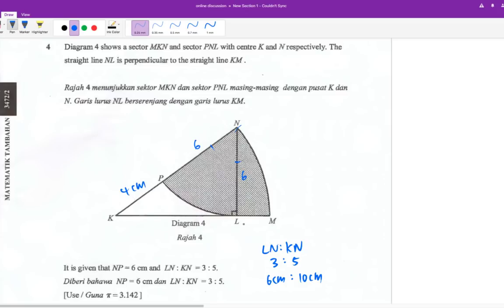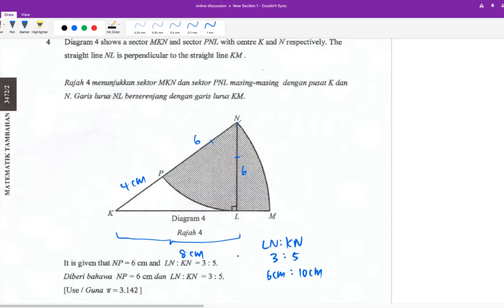Alright, and then this one is a right angle triangle. I can use Pythagoras to find out here itself is 8 centimeter. Pythagoras is just like 10 squared minus 6 squared, and then you square root it, you should get 8 here. Alright, so I have all the information here.